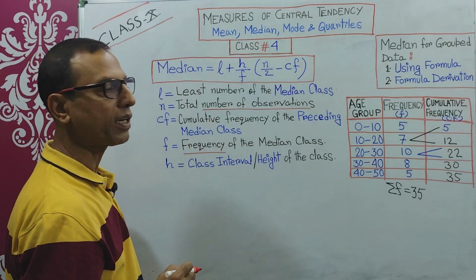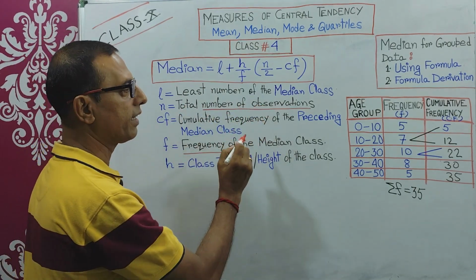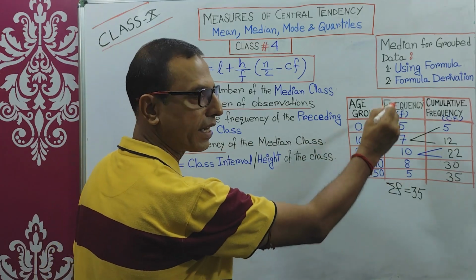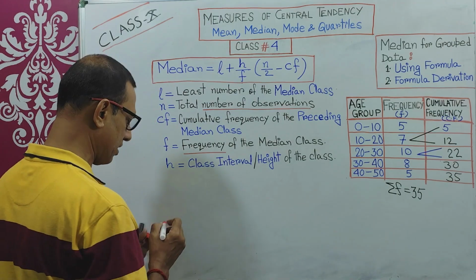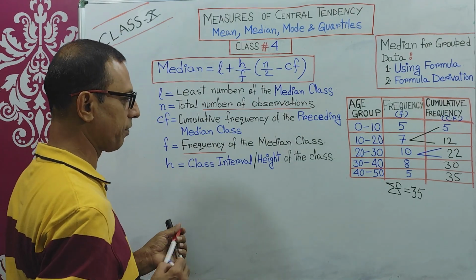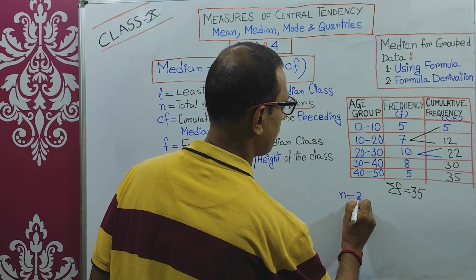So first, what you can see is that the total number of observations, you have already calculated in the second column, the total frequency, that is N, which is 35. That means N equals, straight away write it down here, N equals 35.